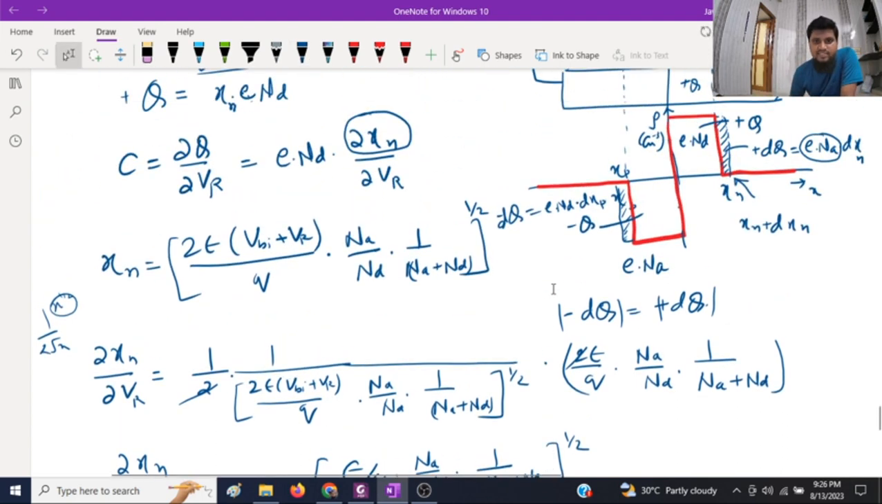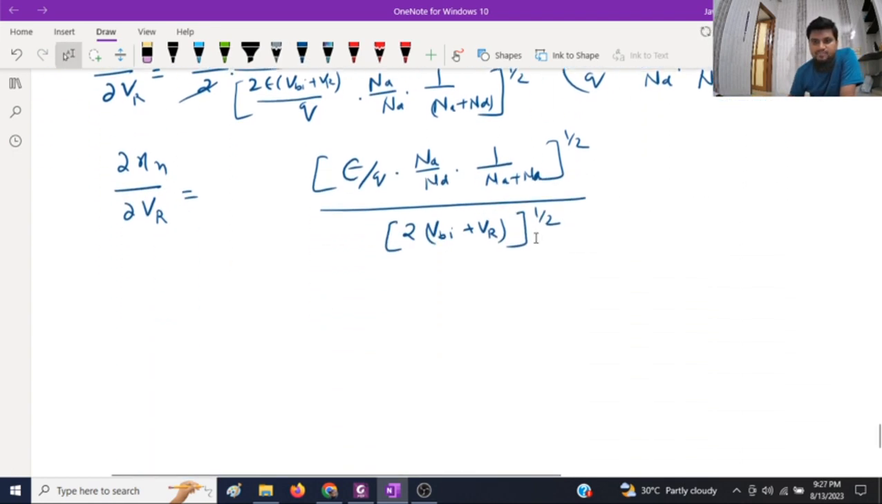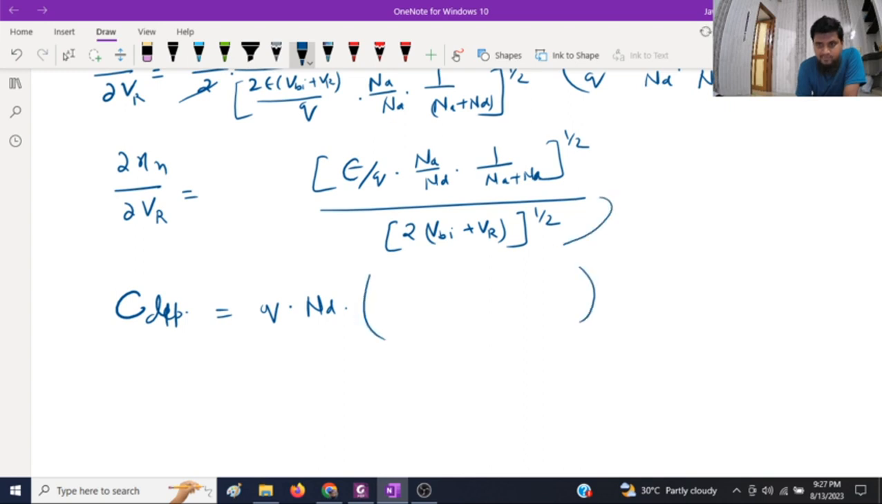Now we can find the capacitance from this equation. This parameter is already calculated. You just have to multiply this with E and D, right? So C depletion is equal to E, or we are writing Q into ND, into the same expression, right? Whatever this is, just put it over here.